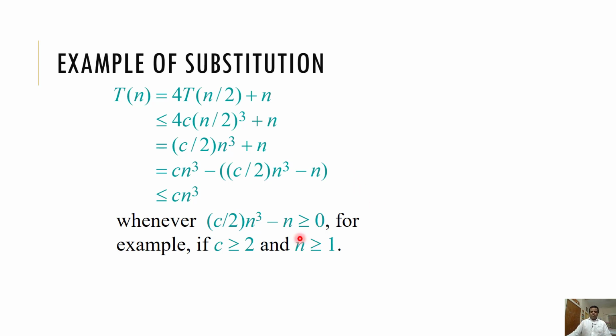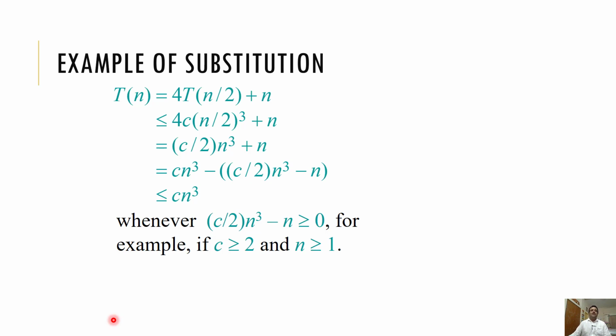This term will be positive if we choose c to be greater than or equal to 2. c is a positive constant, so we can play with c. This is true for all n greater than or equal to 1, where n is a natural number. So this proves that it is true for n, which means T(n) is order of n cube. Now the question is whether we can make a tighter bound on that.